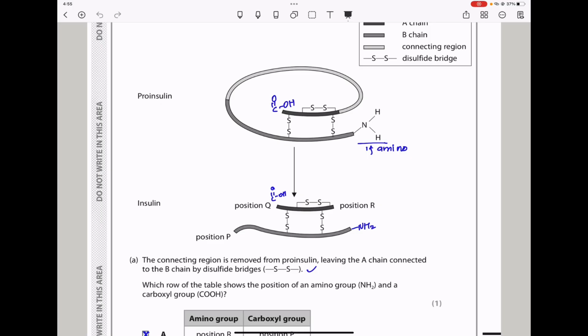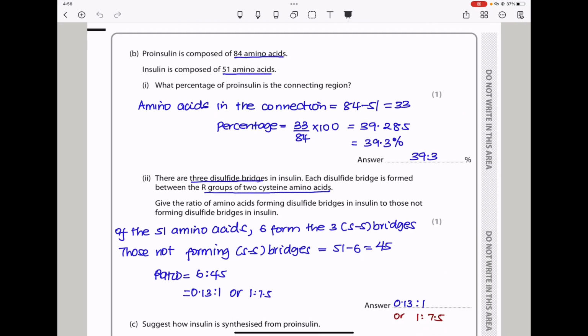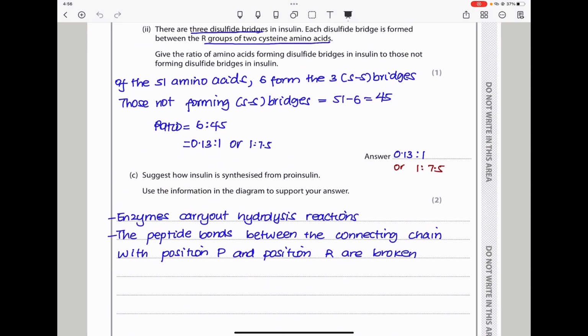the total is 33, it means there is a peptide bond that is going to be broken here, and another peptide bond that is going to be broken here. To do that, we need enzymes to carry out hydrolysis reactions. So here I said, enzymes carry out hydrolysis reactions. The peptide bonds between the connecting chain with position P and position R are broken.